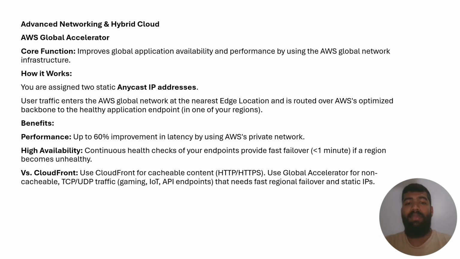CloudFront versus Global Accelerator. The rule of thumb here is very simple. We use CloudFront for cacheable HTTP and HTTPS content, and we use Global Accelerator for non-cacheable and TCP and UDP traffic that needs fast, reliable routing and static IPs.